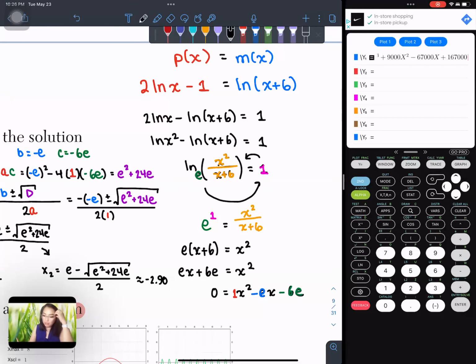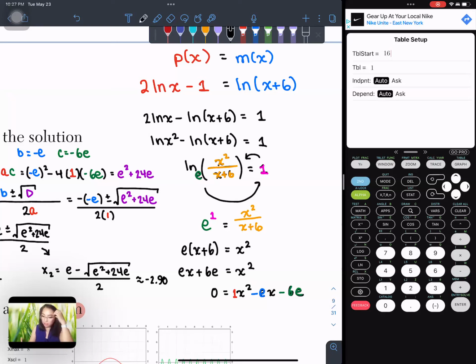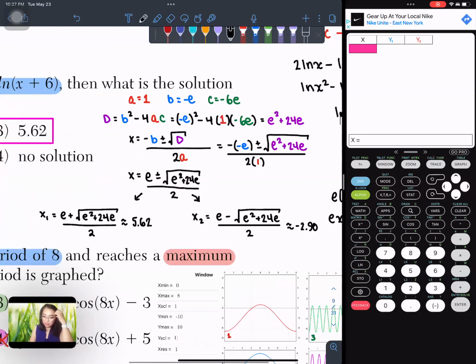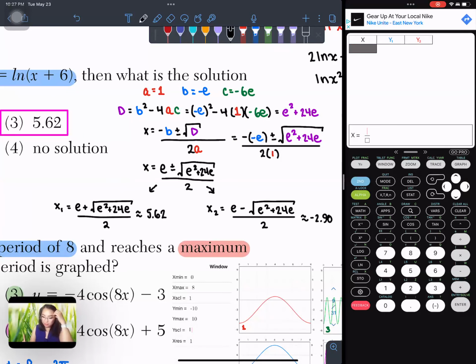So what I could do is I'm going to set 2 ln of x minus 1, and this is ln of x plus 6. And then I'm going to change it to an ask function. And I'm going to type in these things like alpha x, e plus the square root of e squared plus 24e. So that's what's great about changing it into an ask function.